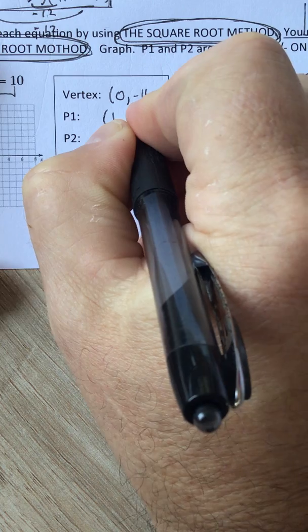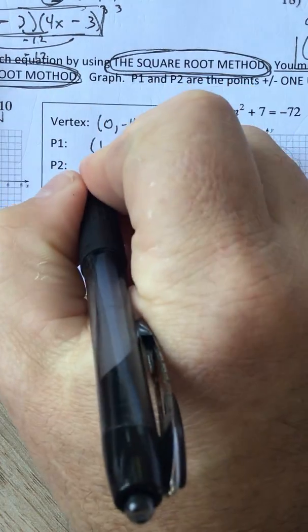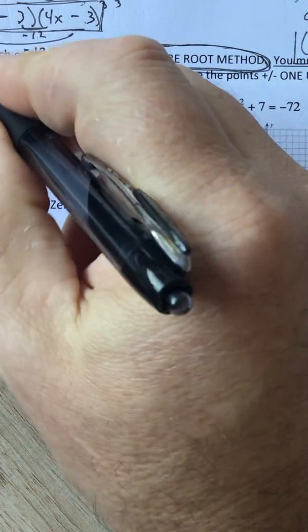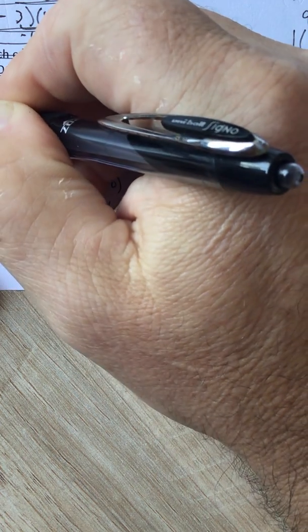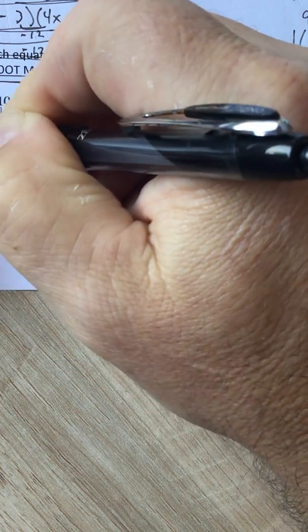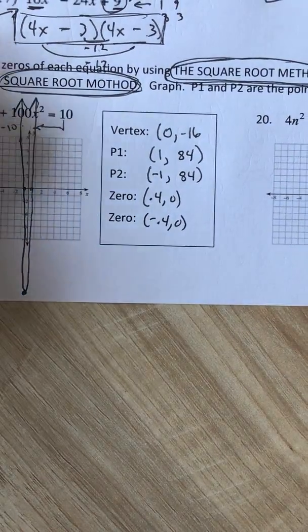100, which puts that at 84, and go over 1 the other way, up 100, puts that at 84. So obviously those are way up there. So here's our graph. It's really skinny and really tall.